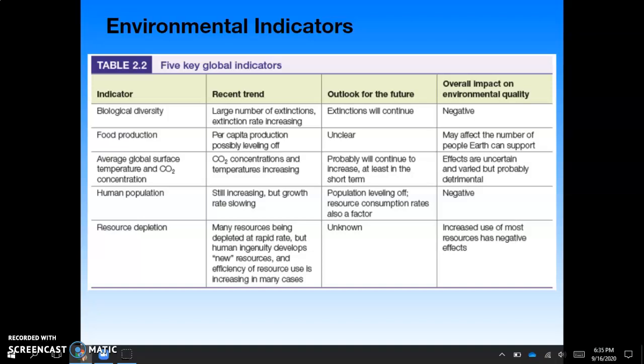So many resources are being depleted at rapid rates, but human ingenuity develops new resources and efficiency of resource use is increasing in many cases. So the outlook for the future is unknown, and the overall impact of increased use of most resources is negative. When we think about the combustion of fossil fuels, it's a finite resource. We're running through that really quickly.